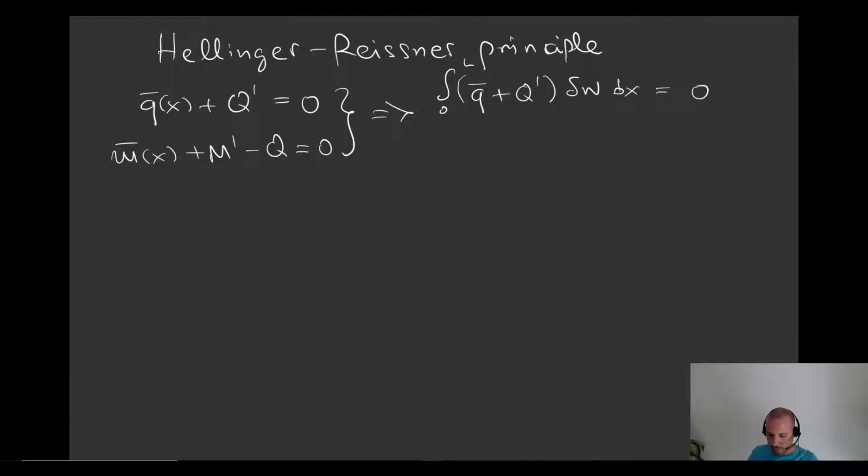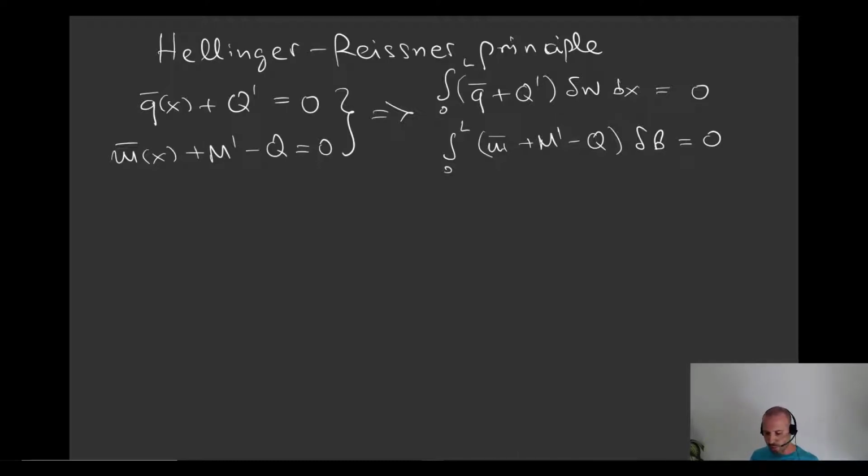Now what about the second one? Similarly, this is going to be the integral from 0 to L. Now the condition is m bar plus m prime minus Q, multiplied now by the variation of the cross-sectional rotations, which is the energetically conjugate primal unknown of the problem with respect to the moments. And so it performs actual work on the moments, and this has to be equal to 0.